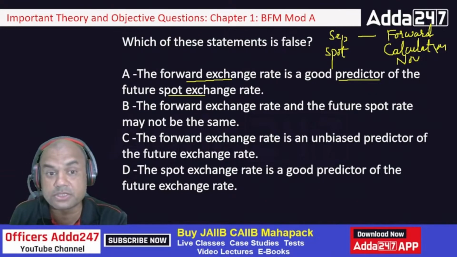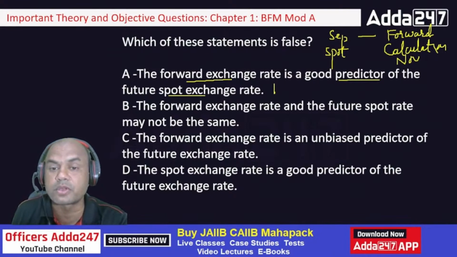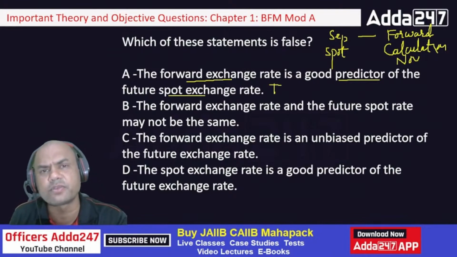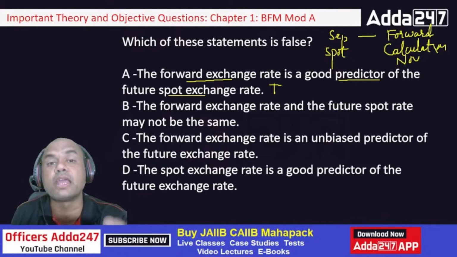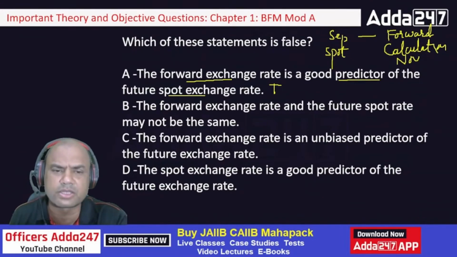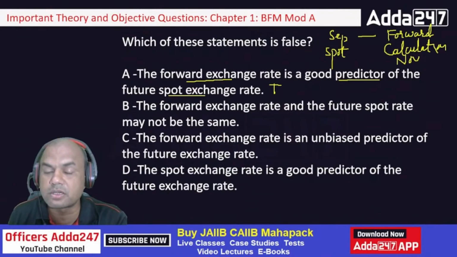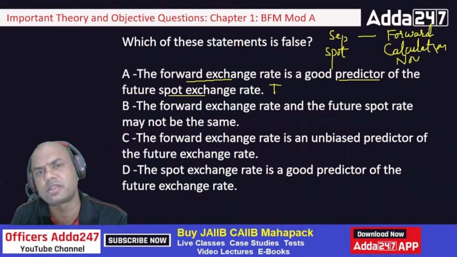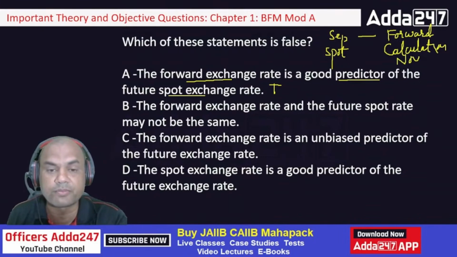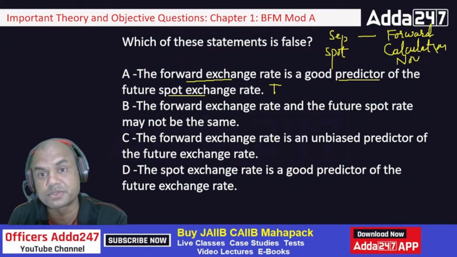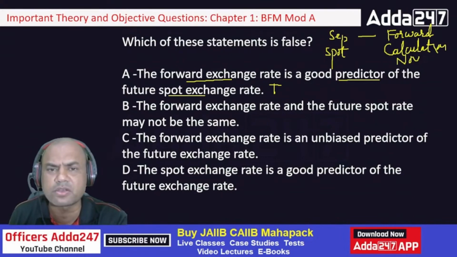No, the statement is true. So here I'll write it true. Because forward exchange rate is definitely giving me a prediction of what the rates can be in November or whatever month it is. Forward exchange rate and the future spot rates may not be the same. Whatever I have calculated for November and the actual rates of November when the time comes may not be the same. That is obviously true, because these are totally based on my calculations.